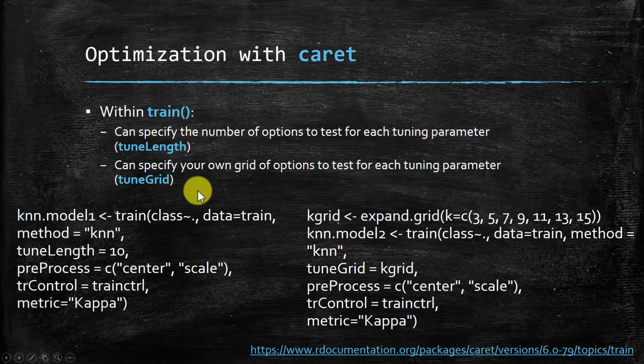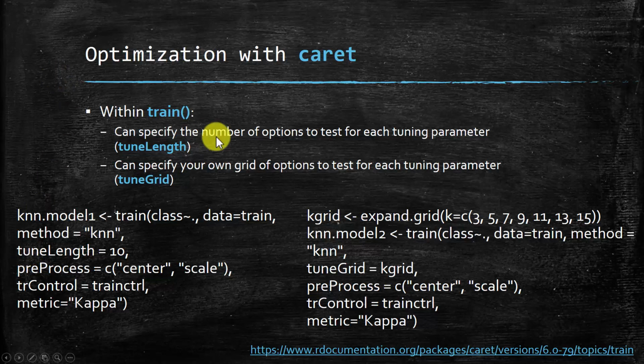That can be done with this tune grid option. Here we're creating a grid using expand.grid, and we're using values for K of 3, 5, 7, 9, 11, 13, and 15. Then we can set tune grid equal to K grid, and that'll give you back this list of values. In short, you can use tune grid to specify the exact values that you want to test, and you can use tune length to just say try 5, 10, 20 values, whatever. Again, the longer the list of values you try, the longer it's going to take.